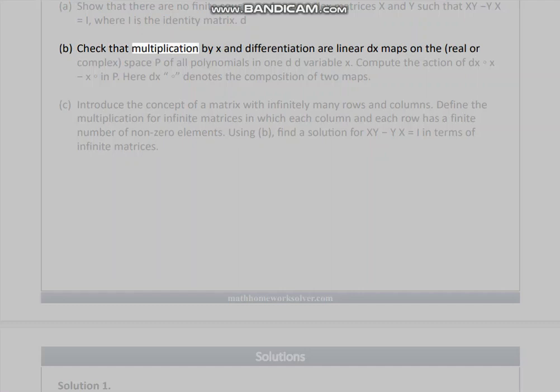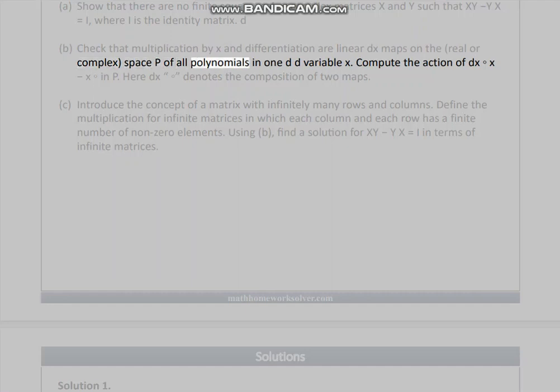B. Check that multiplication by x and differentiation d/dx are linear maps on the real or complex space P of all polynomials in one variable x. Compute the action of d/dx x minus x d/dx in P. Here d/dx x denotes the composition of two maps.